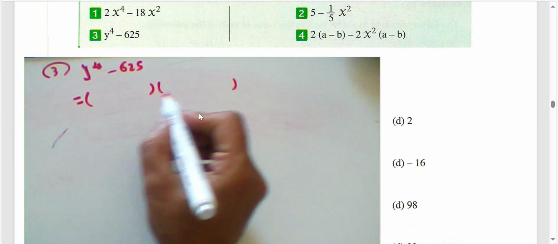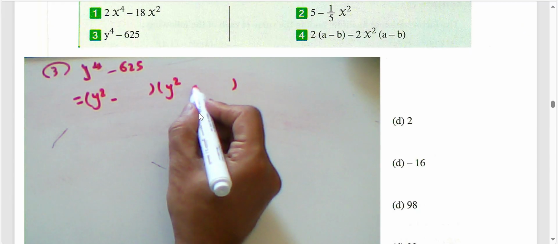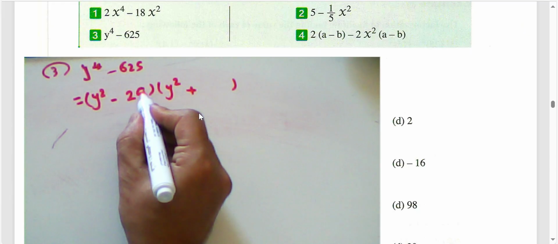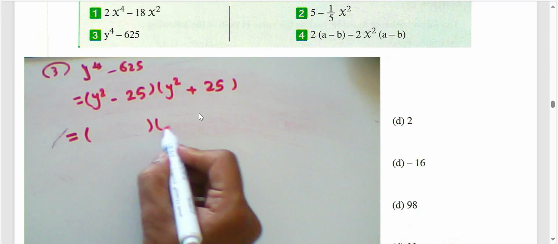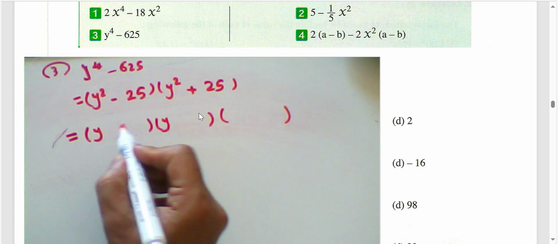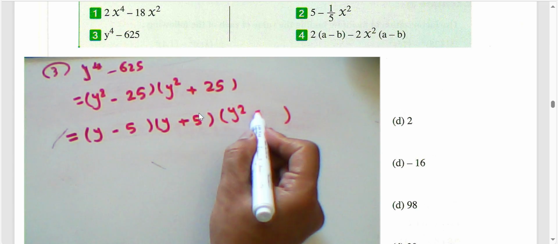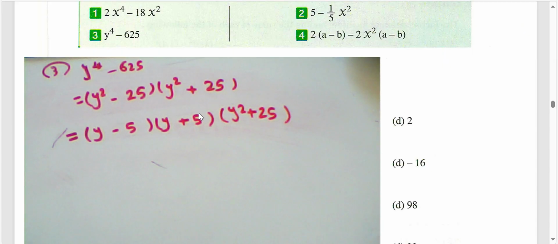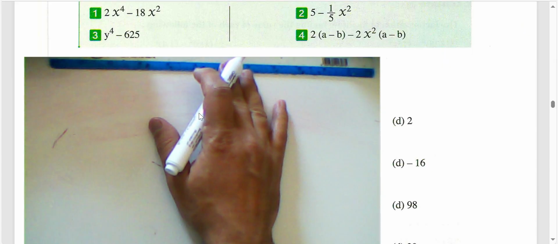We can factorize the expression. y power 4 equals y power 2 times y power 2. Write negative times positive. Write 25 product by 25. And then you can factorize this expression. y power 2 minus 25, y times y, and negative 5 times positive 5. And y power 2 plus 25, we cannot factorize this. Next question, number 4.